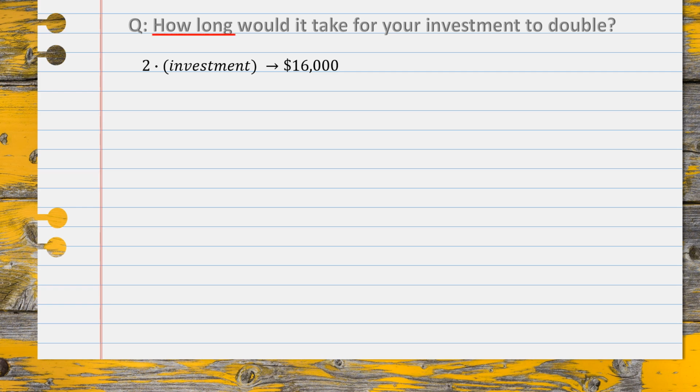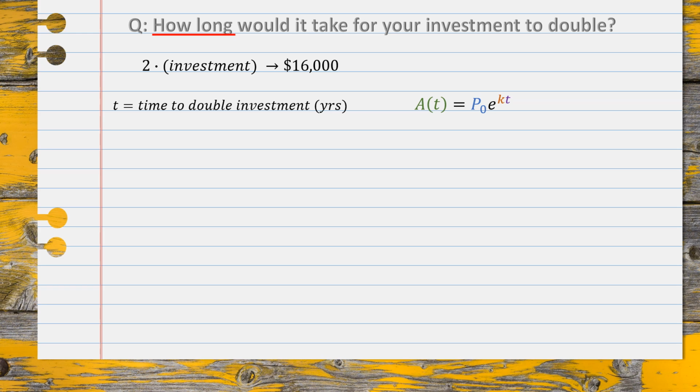Now that we understand that it would double to $16,000, the question is, how long is that going to take? Well, that means we're looking for a time. So in this case, t equals time to double the investment. Again, we're still using the same function, A of t equals P naught e to the kt power, and we're still talking about our investment with the same rate, but this time we're trying to see how long it will take to double.